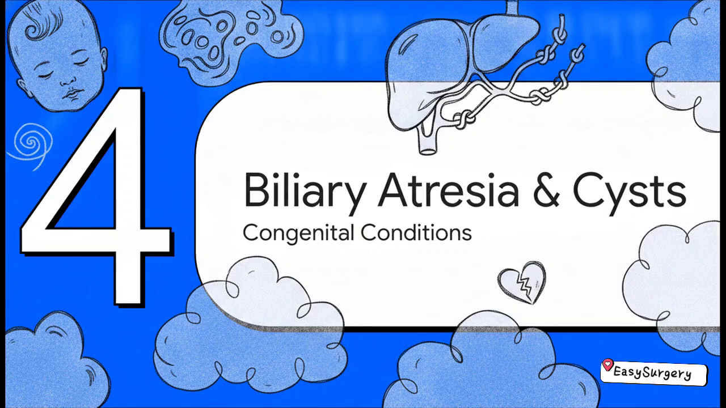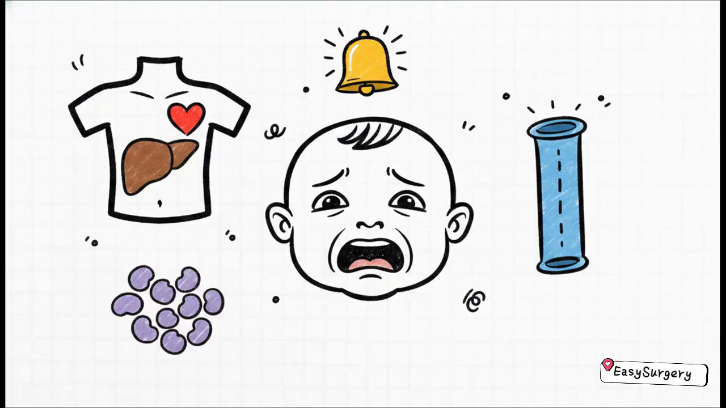Section 4, biliary atresia and cysts. We're looking at neonates now. Extrahepatic biliary atresia presents as progressive jaundice right at birth, caused by an inflammatory fibrosis of the biliary tree. And these specific anatomical associations listed here are absolute classic exam favorites.